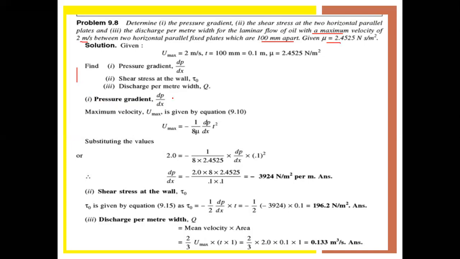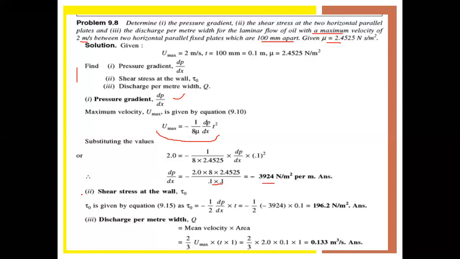Now the pressure gradient, dou P by dou X. The formula you have written in the last problem, the same formula, take this one: U max is equal to minus 1 by 8 mu dou P by dou X t square. Substituting the values, 2 is equal to 1 by 8 into 2.45 into dP by dX into 0.1 square. Therefore, after simplifying, dP by dX is equal to minus 3924.